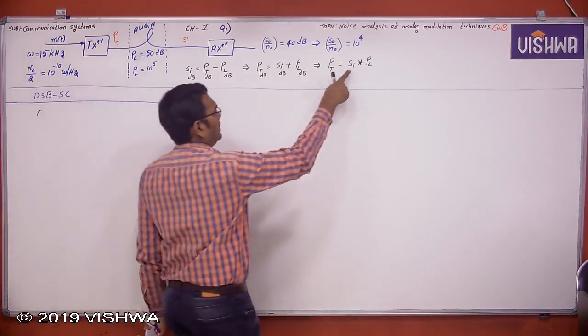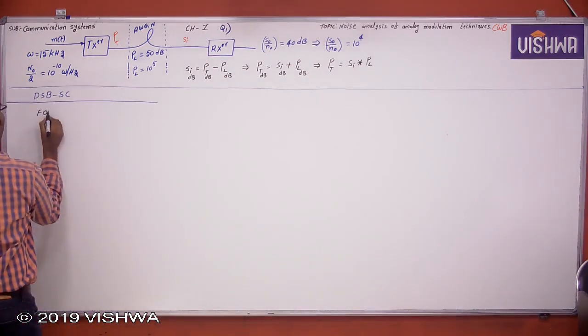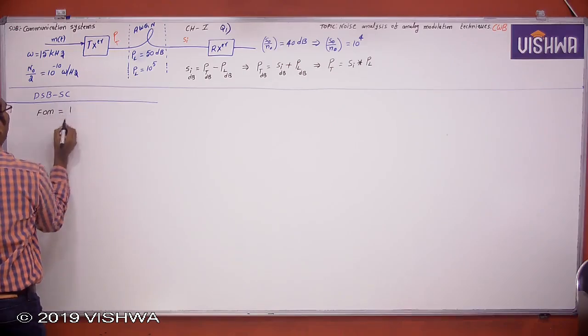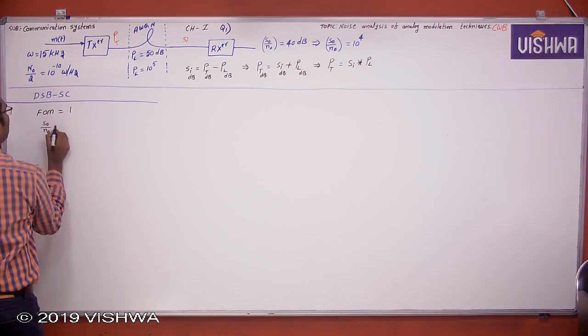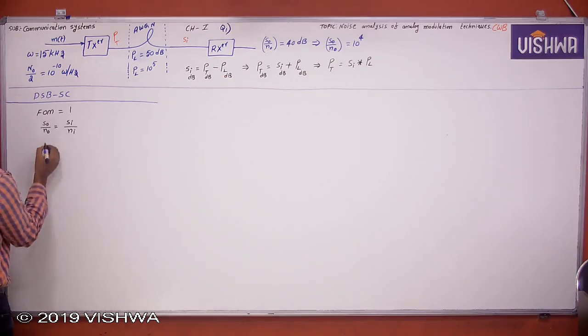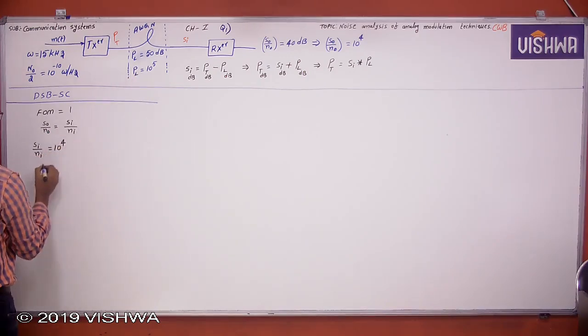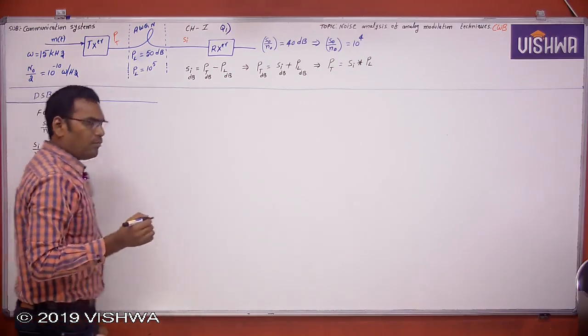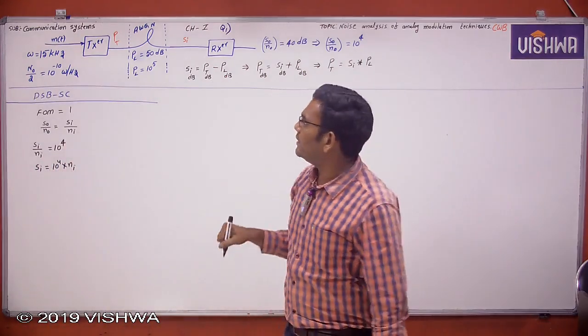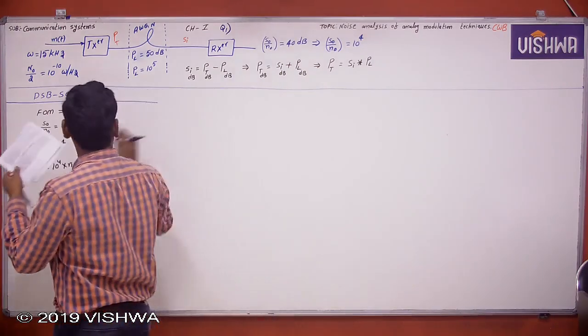Here SI is not available, so we want to find SI. For that, which parameter is useful? Figure of merit. What is the figure of merit of DSB-SC? It is 1: the signal to noise ratio at the output of the receiver is equal to the signal to noise ratio at the input of the receiver, right? Now see here, the signal to noise ratio at the output of the receiver is given as 10 power 4. Now, what is SI? It is 10 power 4 into NI. You know what NI is? NI is the noise power due to the message signal bandwidth. Now that also you calculate. What is NI?